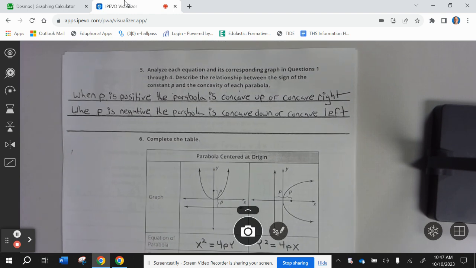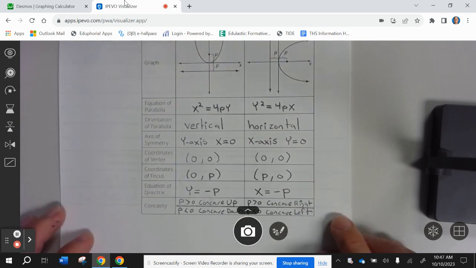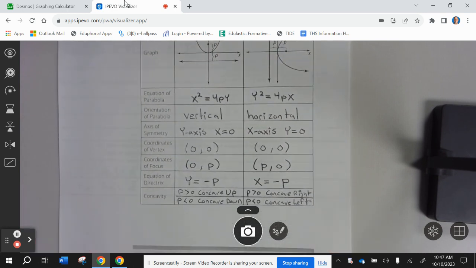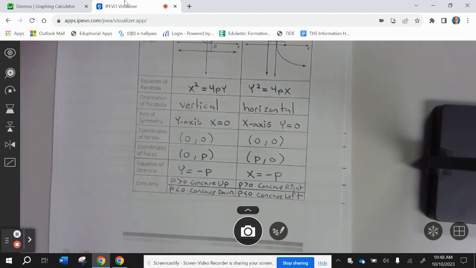Analyze each equation and its corresponding graph in questions 1 through 4. Describe the relationship between the sign of the constant p and the concavity of each parabola. When p is positive, the parabola is concave up or concave right. When p is negative, the parabola is concave down or concave left. All right, go ahead and complete the table. Let's take a look at the next page.